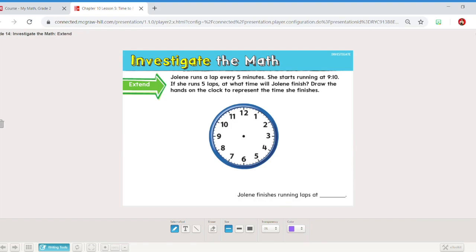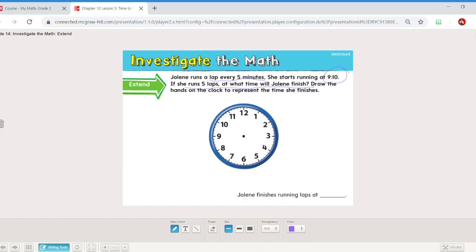Jolene runs a lap every 5 minutes. Oh, that's important. She starts running at 9:10. If she runs 5 laps, at what time will Jolene finish? Draw the hands on the clock to represent the time she finishes. So we're going to actually use this clock as a tool. And then I will write in a darker color what time it ends on.